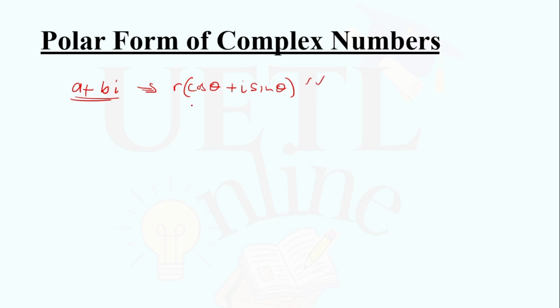Let's see what r is. r is the modulus of this complex number. It is found by taking the square root of a squared plus b squared. It is very easy to find. Just compute a squared plus b squared, and you find your r.